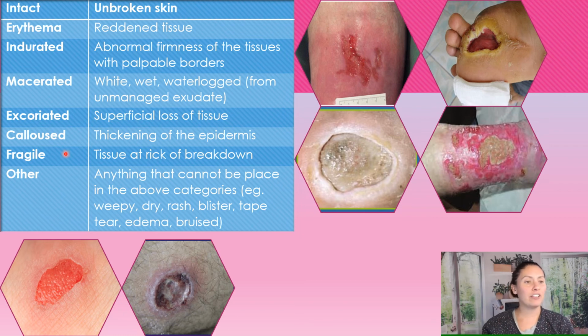And then other, this is just anything that you can't place in the above categories. So weeping, dry, rash, blisters, tape tears, edema, bruising. You can explain that also, but here's all the other words that you really should know when you're explaining the peri-wound tissue, okay?